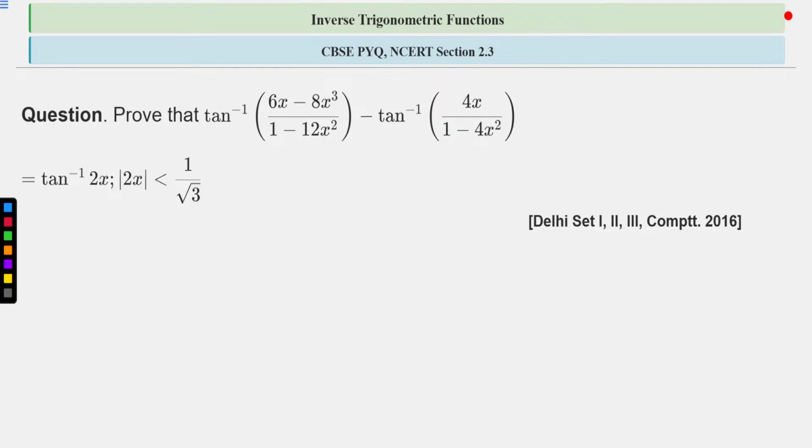And also for the second expression, tan inverse 4x upon (1 minus 4x square), it will be tan inverse 2 into 2x upon (1 minus 2x whole square), right? So in this way you will try to convert this expression in the simplified form. Clear? So I'm giving you 10 seconds to solve or think about this question. After that we will move to the solution part, right?